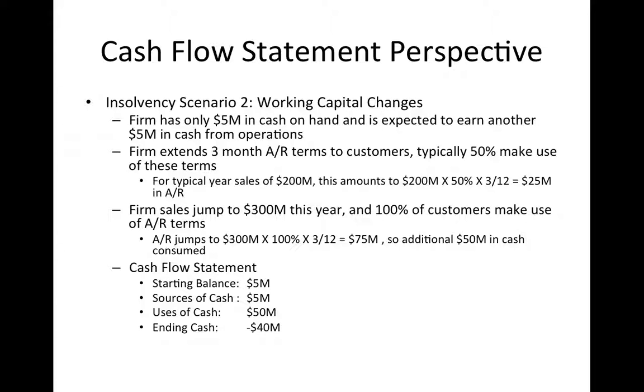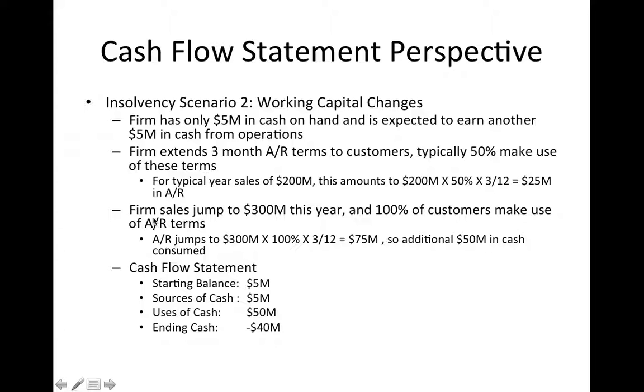They have typical sales of $200 million. So you could calculate that their typical accounts receivable is that half of the people will take advantage of that, and so about $100 million of their sales will be on receivables. And that $100 million, they're only holding for 90 days, so 3/12 of a year. And so, in fact, in their accounts receivable at any one point in time, they would expect to have a balance of about $25 million.